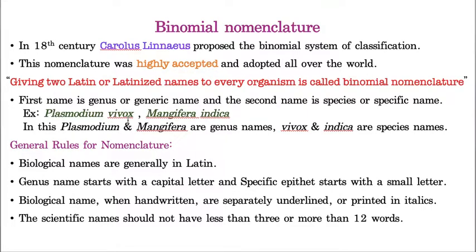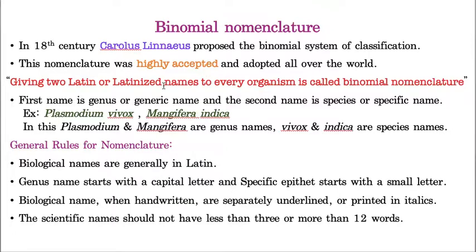Now see, try to observe this name clearly. Plasmodium is one name and vivax is another name. Plasmodium is the first name and vivax is the second name. Go to the definition: giving two Latin or Latinized names to every organism. Both are Latin words, and how many words are there? Two words. How many names are there? Two names. That means giving two Latin or Latinized names to every organism is what we call binomial nomenclature. Hope you understand more clearly after seeing this example.